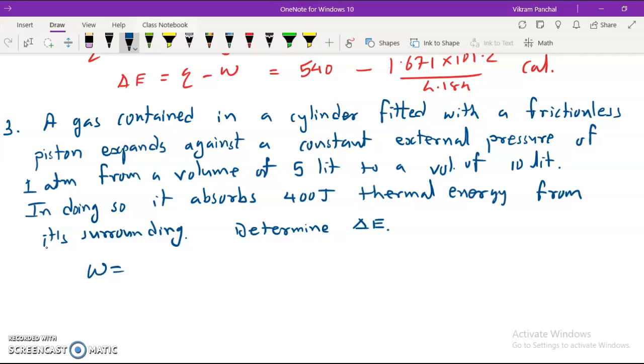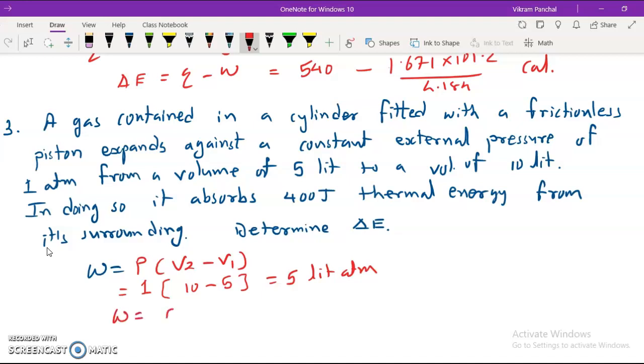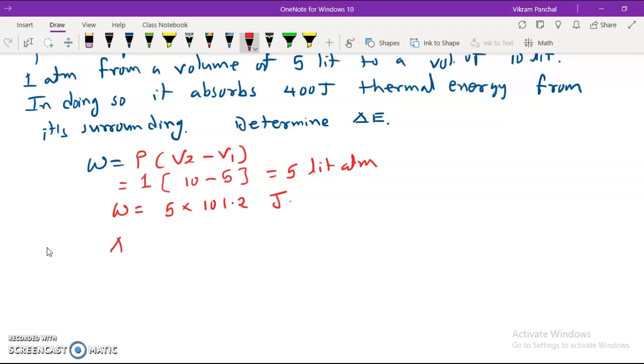Now W is equal to P into V2 minus V1. Pressure is 1 atmosphere, V2 is 10 liter, V1 is 5 liters, so it is 5 liter atmosphere. If you convert this into joule, then W is equal to 5 into 101.2 joule. Then you can find out delta E. So delta E is equal to Q minus W. Q is given, that is 400 joule, and W is 5 into 101.2. This will be in joule and the answer will be negative.